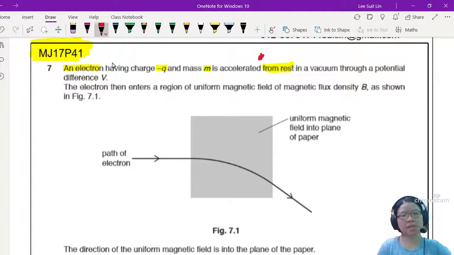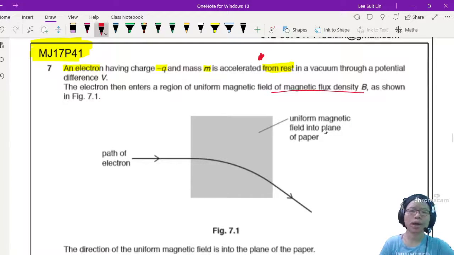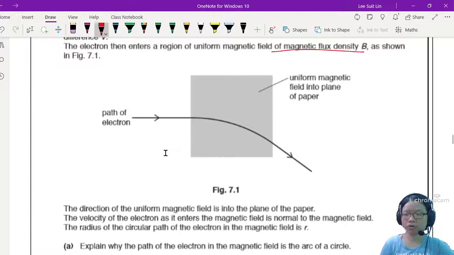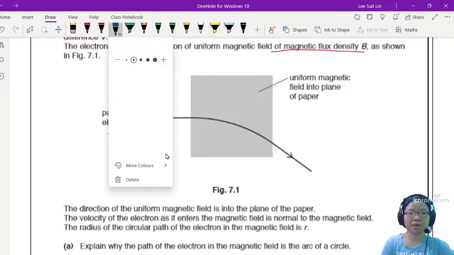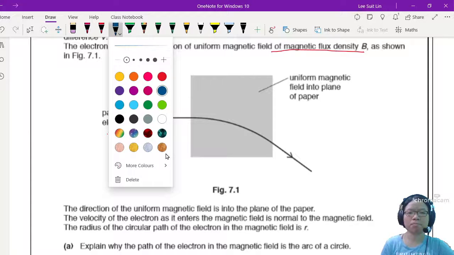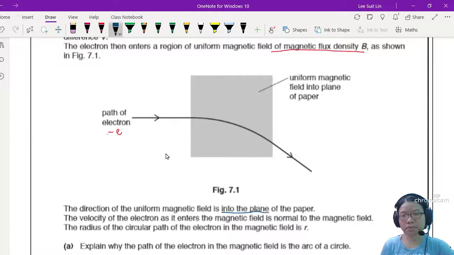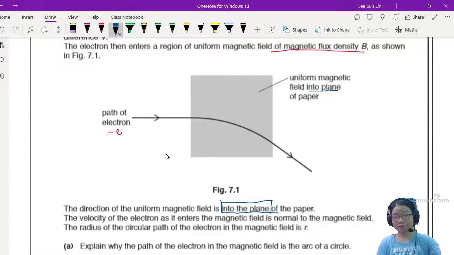The electron enters the region of uniform magnetic field. So this gray square is a uniform magnetic field of magnetic flux density B. So this is part of the electron. Just a quick reminder that the electron is a negative charge, so maybe I'll just put negative e. The direction of the uniform magnetic field is into the plane of the paper, meaning the magnetic field is going in. In this particular example, I won't provide the top view.